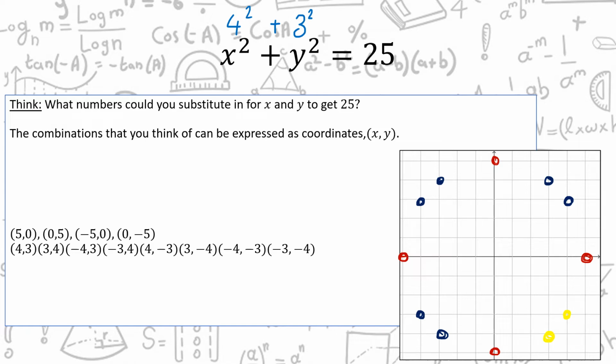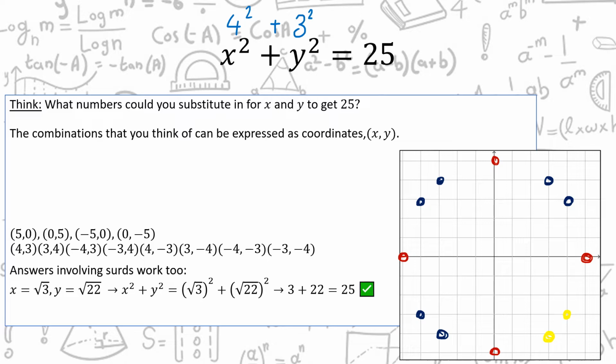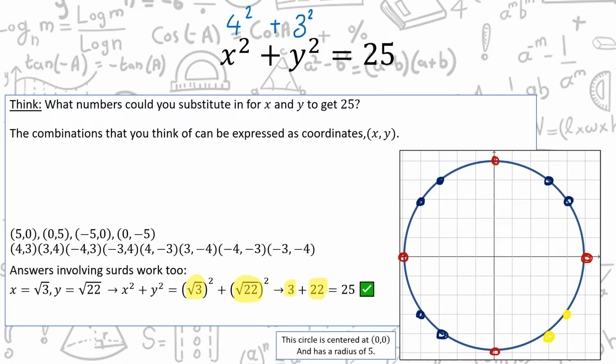Now that might have been all you came up with, and that's absolutely fine because you can very much see the shape of a circle taking formation there. But there are some other answers as well. You might have got answers involving surds. I've only put one example here, but if you had, for example, root 3 and root 22, when you square them, you just end up with 3 and 22. That makes 25, so that would be a coordinate on your circle somewhere as well. When you join up all those points, you can see it forms a circle, and this particular circle has a center at the origin and it has a radius of 5.